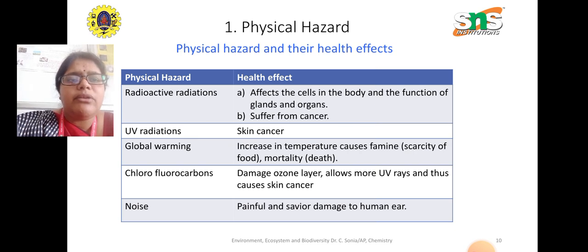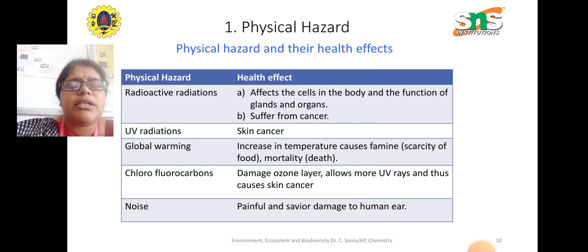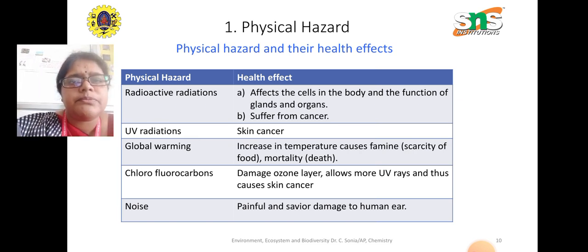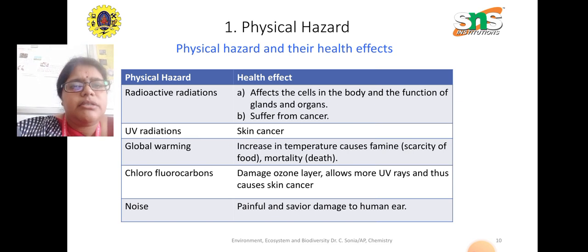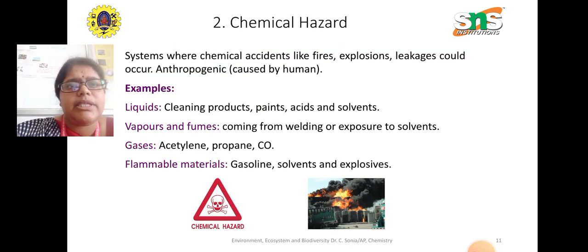Noise is painful and severe, and it causes damage to the ear. We also have other types of problems like hypertension, stress, etc. They are also caused by high noise levels.